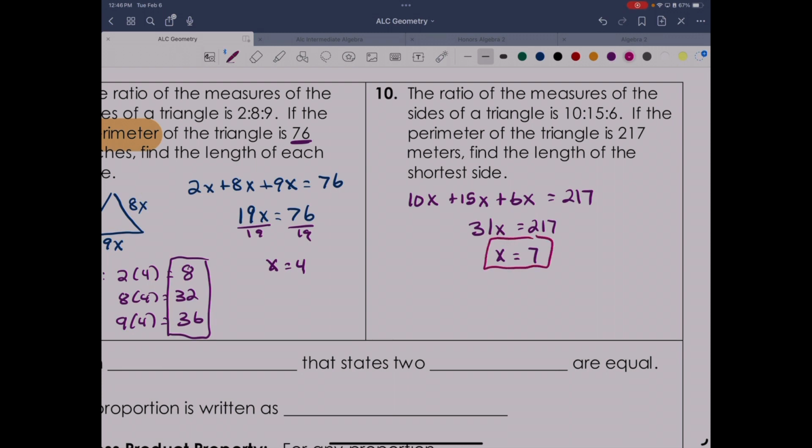That's our x value. Now the direction said find the length of the shortest one. Well, 6 is the smallest. So we're going to find the length of 6x. We know that x is equal to 7. 7 times 6 is 42. And if you want to label it 42 inches, you certainly can, but you don't have to. Okay.